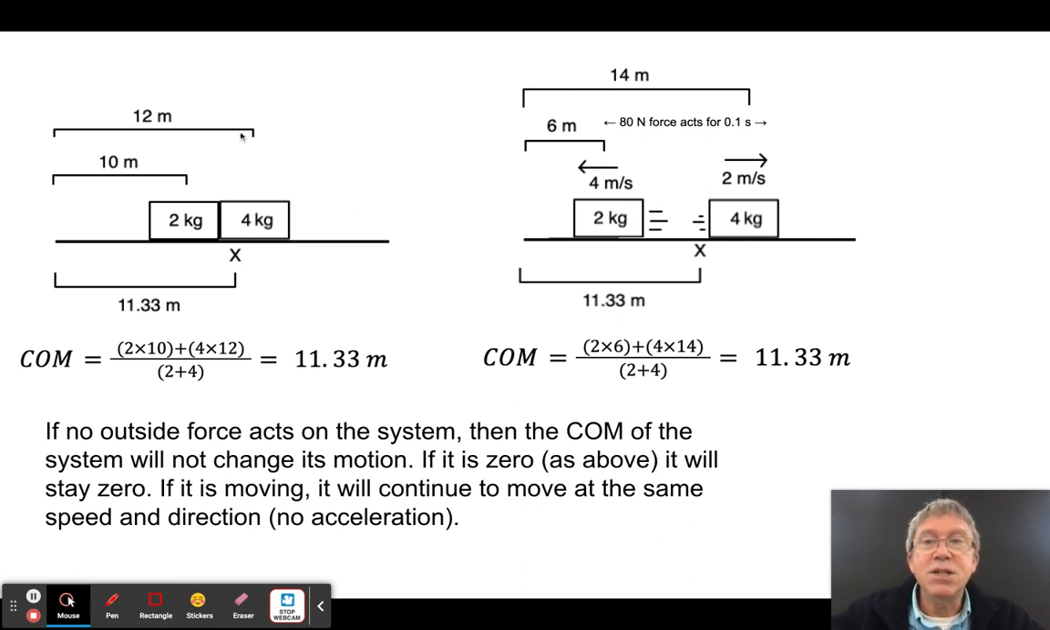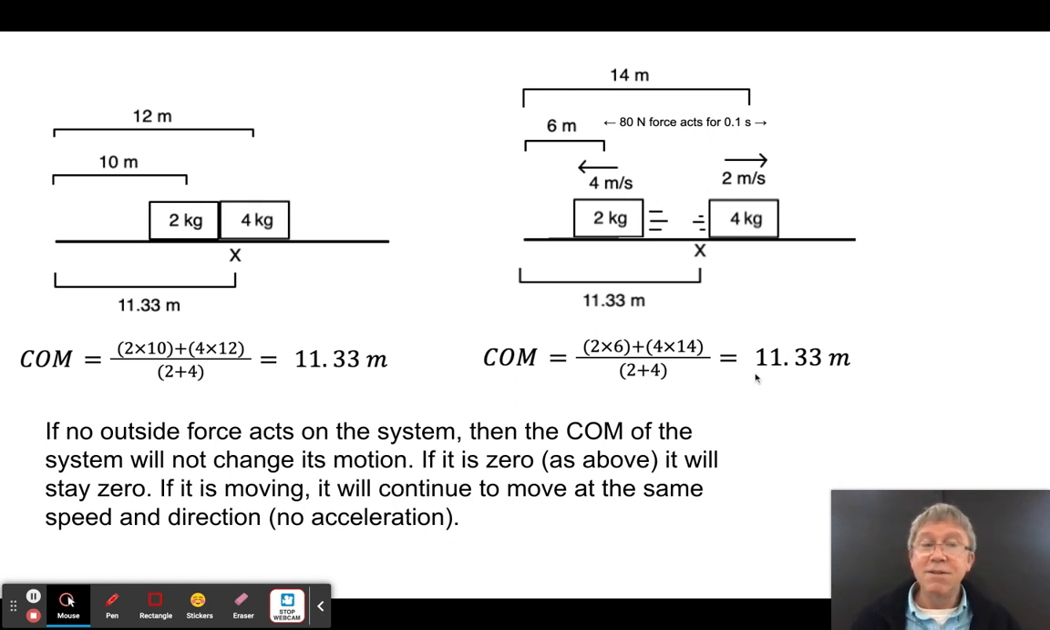This object was initially 12 meters away, but for 1 second, it's been traveling 2 meters per second the other way. So it will go another 2 meters. It's now 14 meters away. Let's just check in and see where the center of mass of the system is. Well, now I have 2 times 6 plus 4 times 14 divided by the sum of 2 plus 4. I get the same thing.